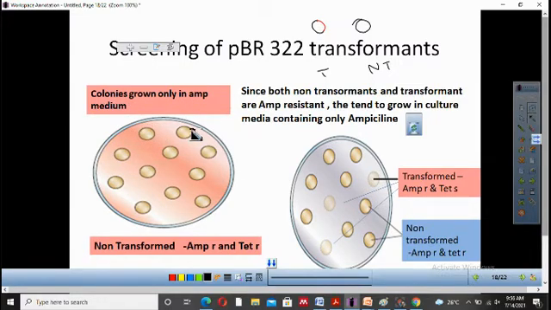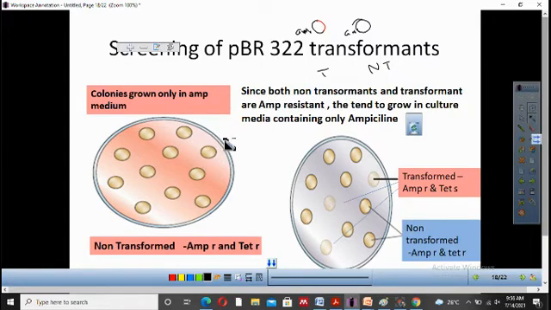When you grow these colonies in the culture medium, both will grow because both have the AMP, which is not disturbed. So both the colonies will grow, transformed and non-transformed. But again, here is the difficulty: how can you differentiate which one is transformed and which one is not? So what can you do?